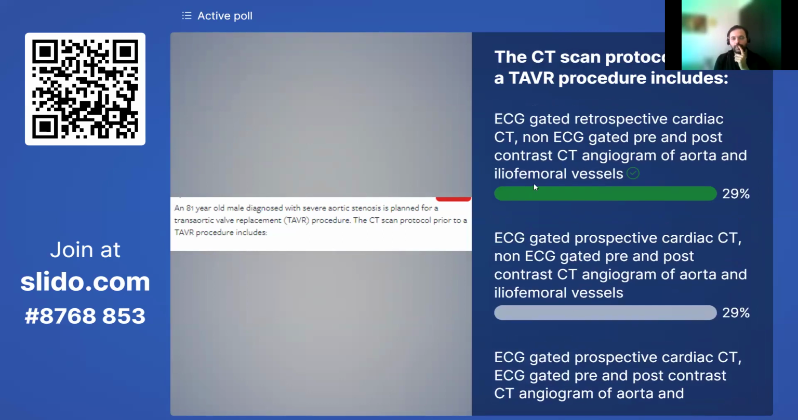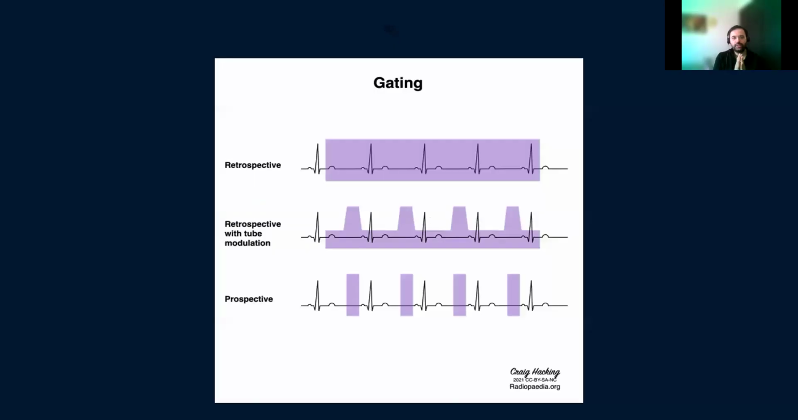Now let me first ask if any of you are doing TAVR CTs or cardiac CTs. Are you aware of it? So basically, cardiac CT is ECG gated. That is because we need to image the heart when it is rested or relaxing.